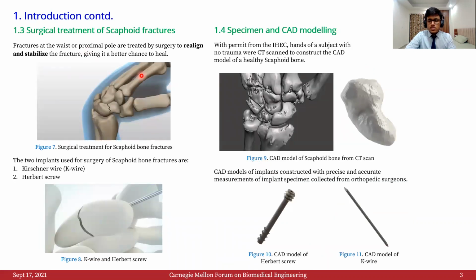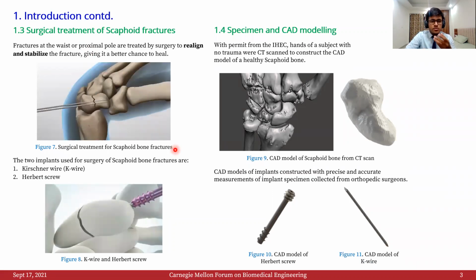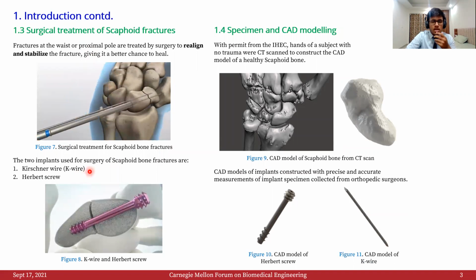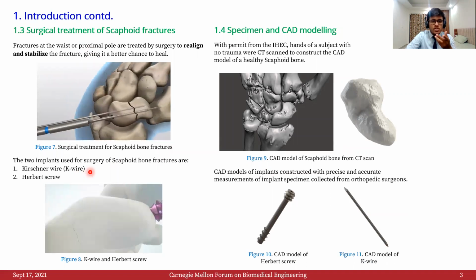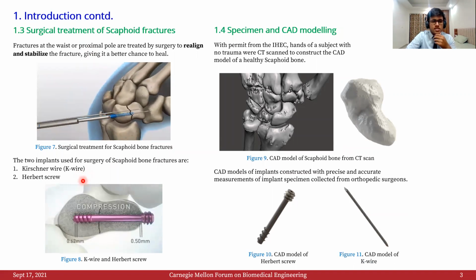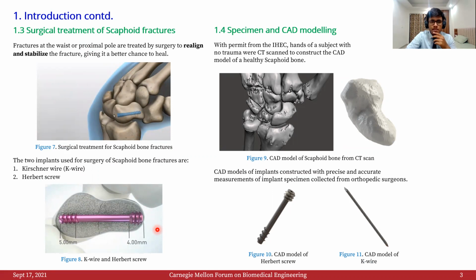Moving towards the surgical treatment of the scaphoid bone fractures, the surgery is used to treat scaphoid fractures using 2 implants, a K-wire and a Herbert screw. The K-wire is just a wire made of stainless steel, whereas a Herbert screw is a specifically designed implant made of titanium with varying pitch, which creates a compression effect when it is drilled into the bone, making it ideal for non-union fractures.